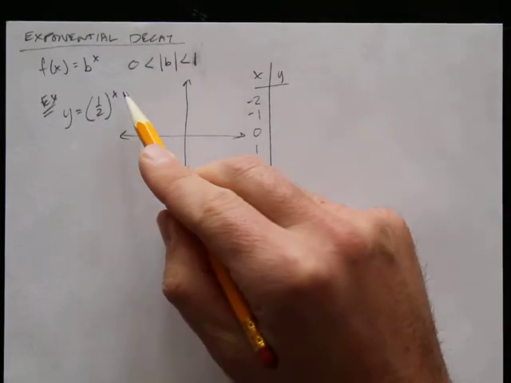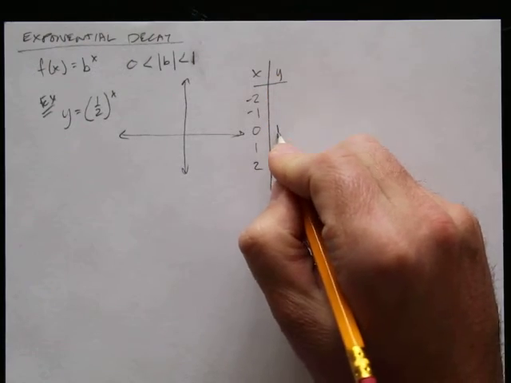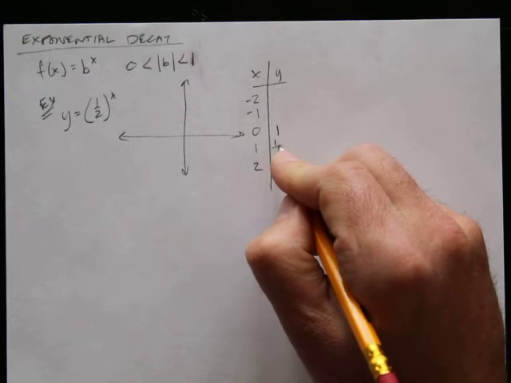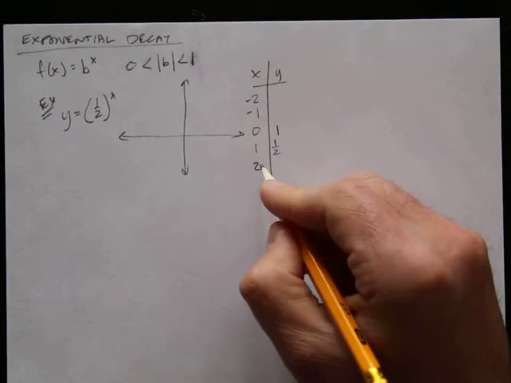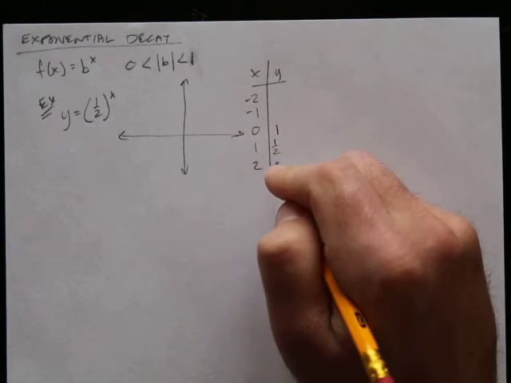Okay, so let's plug in 0 for x. Any number to the power of 0 is 1. Any number to the power of 1 is itself, so there it is, 1/2. And then 1/2 squared is 1 squared over 2 squared, so that's 1/4.